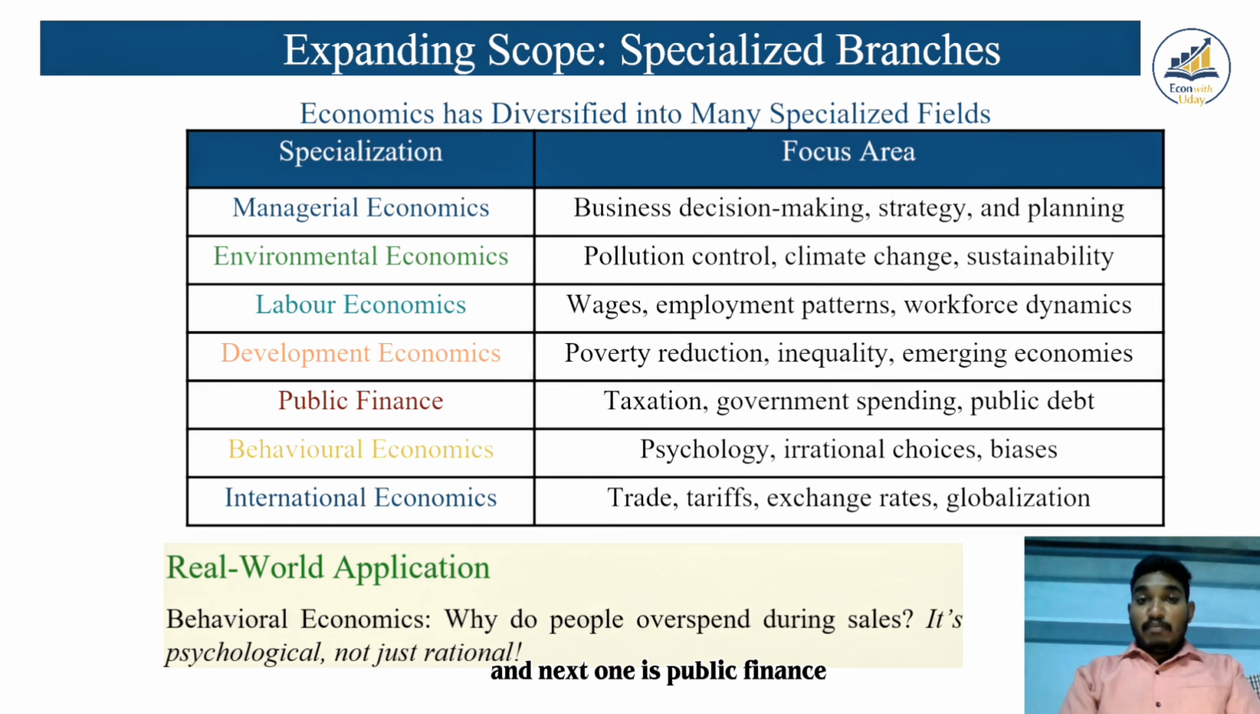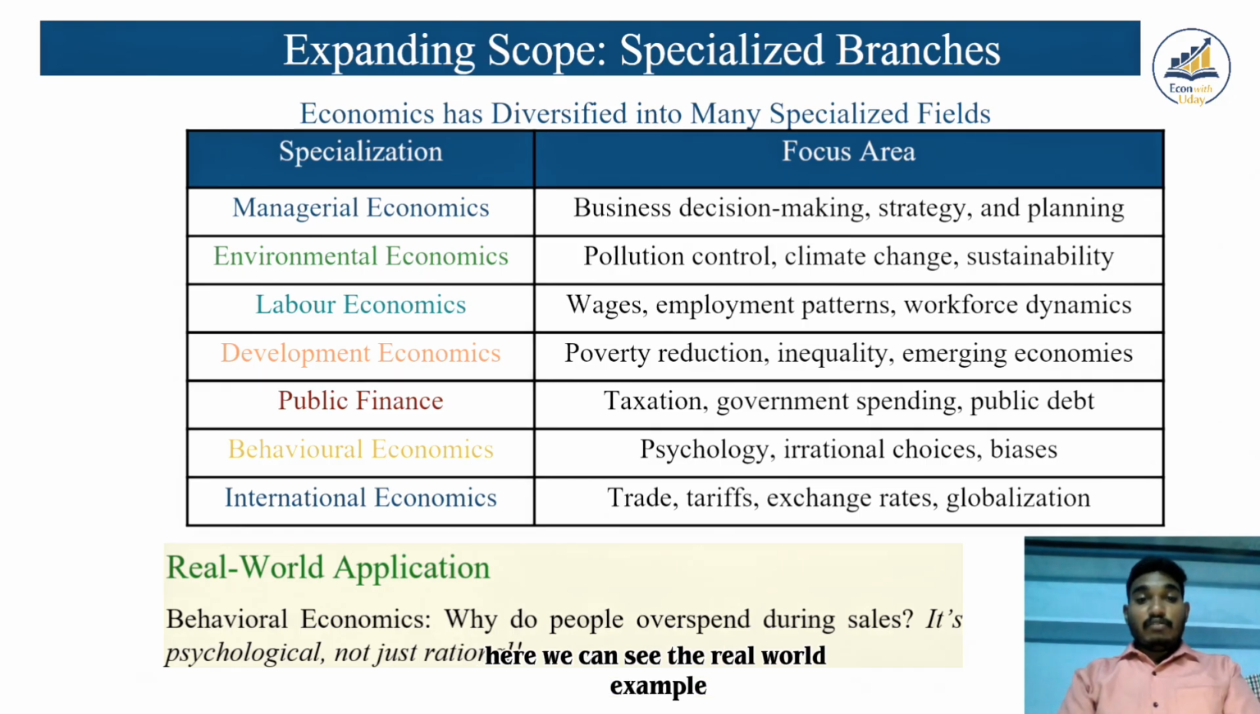Next is public finance. It studies taxation, government spending, and public debt. Next is behavioral economics. It studies the psychology behind irrational choices. And next is international economics. It studies trade, tariffs, exchange rates, and globalization.